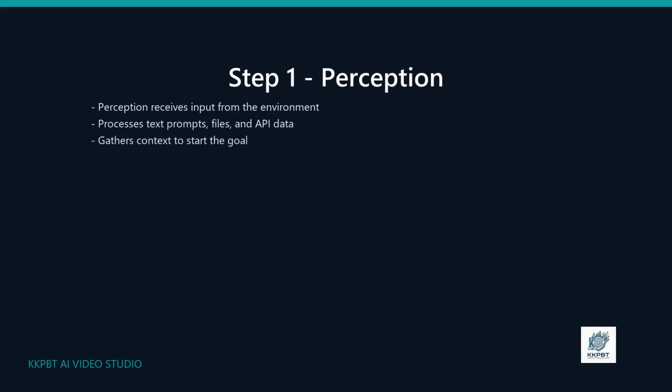Step 1 is perception. This is how the AI agent perceives its digital world. Instead of eyes and ears like humans, digital AI agents receive text prompts, user files, environmental signals, or incoming API data. Perception is all about gathering the input so the agent knows what task needs to be solved.